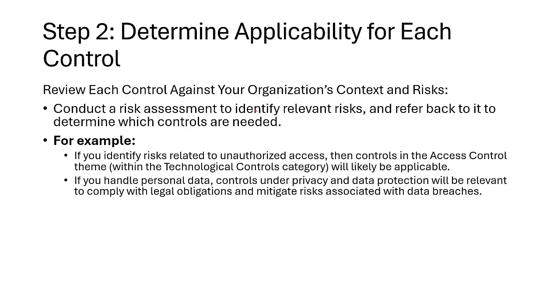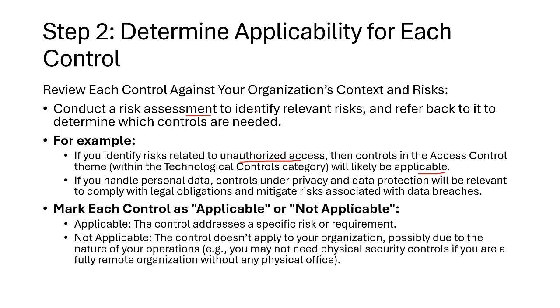So this is the table content. Now, when we're talking about the controls, the second step is to determine the applicability of each control. So you have to conduct the risk assessment. In my previous video, I did the risk assessment already. And then I decided, okay, we need a control. So let's say, for example, we have identified the risk related to unauthorized access. Then the control in the access control theme will likely be applicable. If you handle personal data, controls under privacy and data protection will be relevant to comply with legal obligation requirements. So this is how we have to select the controls. And then I will state applicable or not applicable. If it's applicable, the control addresses a specific risk, and not applicable means the control does not apply to your organization due to the nature of the organization.